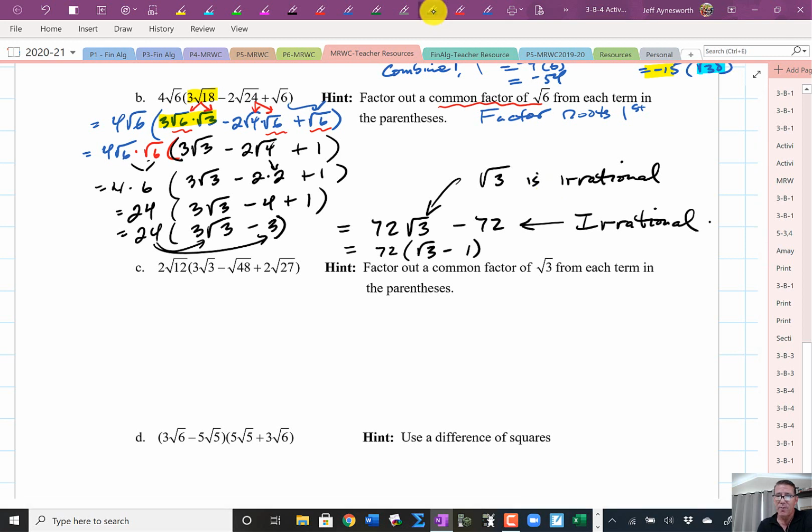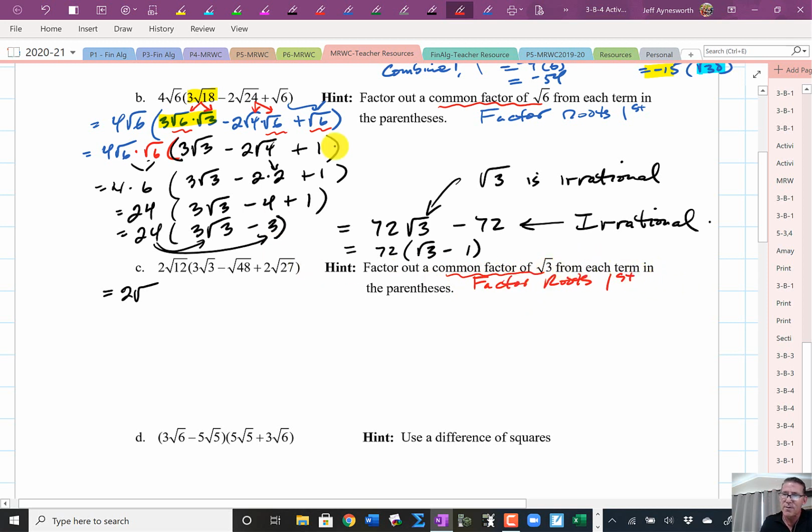Okay, moving on. Same thing on this one here. Now you could distribute through. You can multiply root 12 times root 3 to get root 36. You could do that. And root 12 times root 48. But not too many people know what root 12 times root 48 is. It's hard to do that in your head, so I don't suggest you do that. I suggest you factor the roots first. In order to factor out the root 3, you've got to factor out the roots.